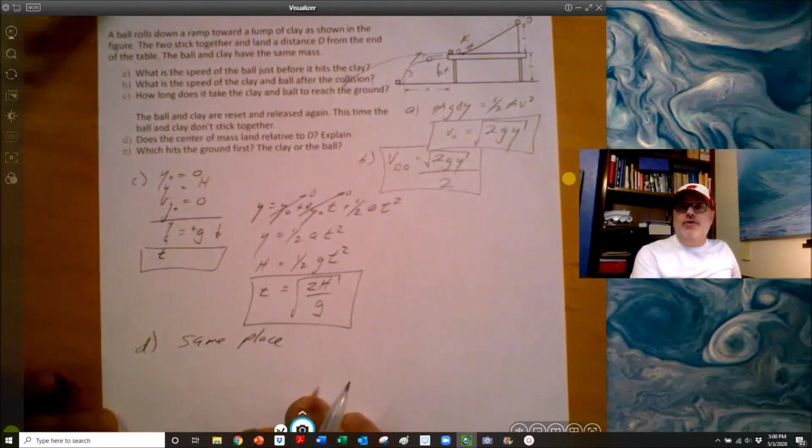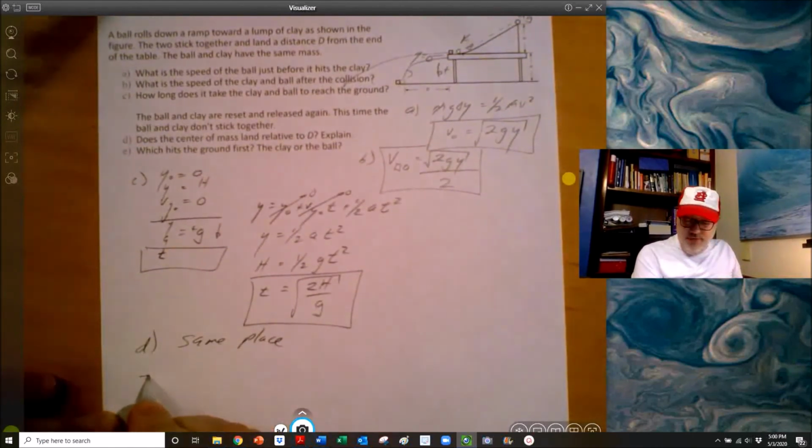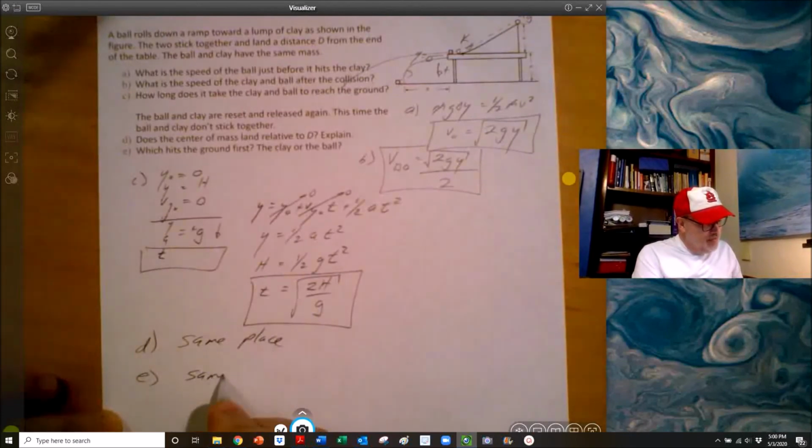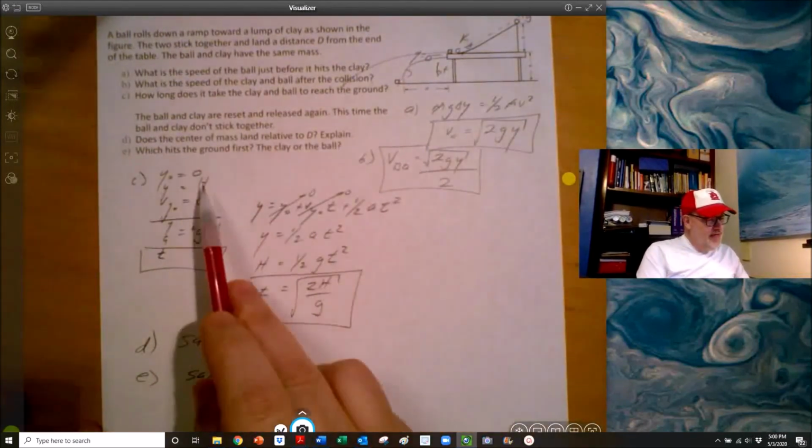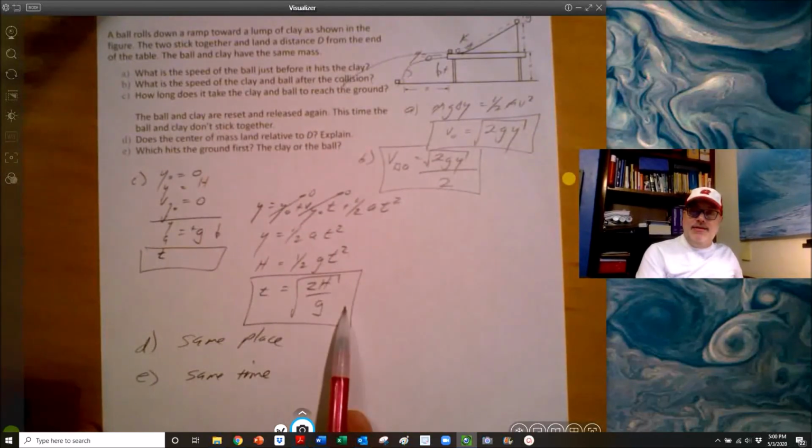Which hits the ground first, the clay or the ball? That's a trick question, my friends, and you should know this. It's the same time because it's a horizontal launch, and so they have the exact same conditions, so the time will be exactly the same.